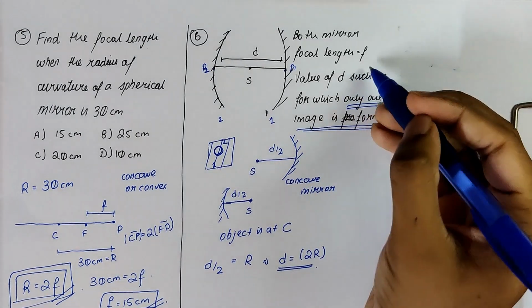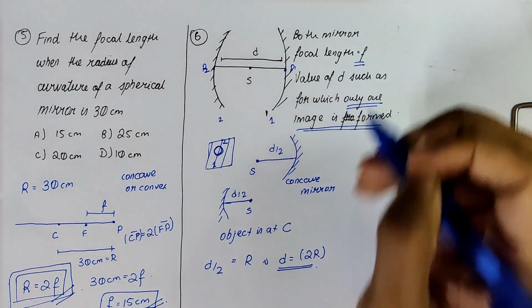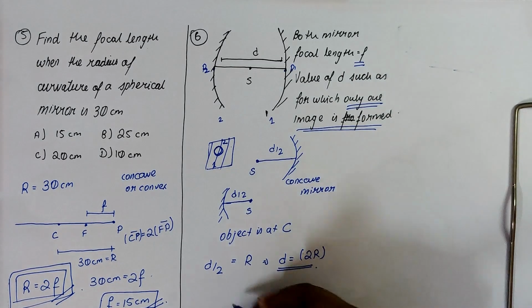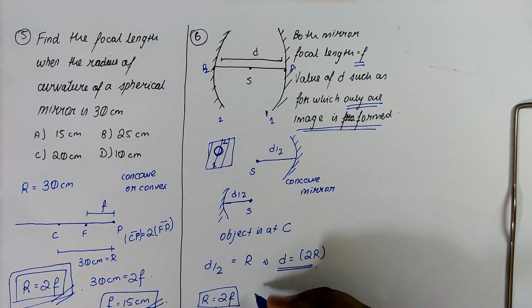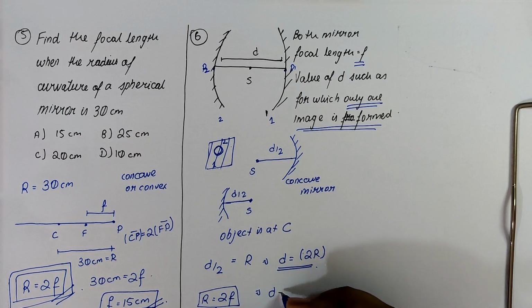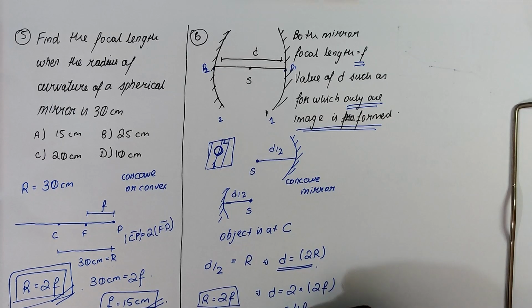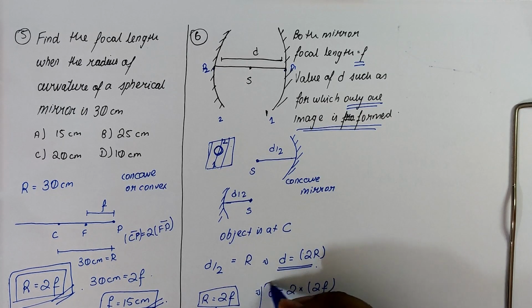But the given data is in F, so we need to turn R into F. We already know R is equal to 2F, right? If we substitute this to this, you will get D is equal to 2 into 2F, which is equal to 4F. So D is equal to 4F.